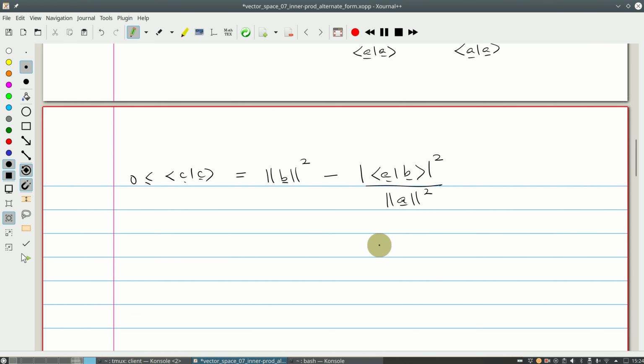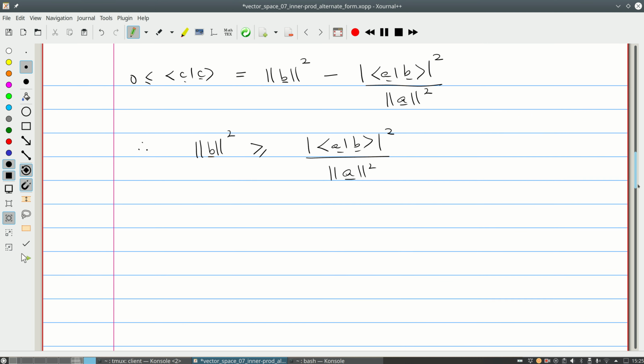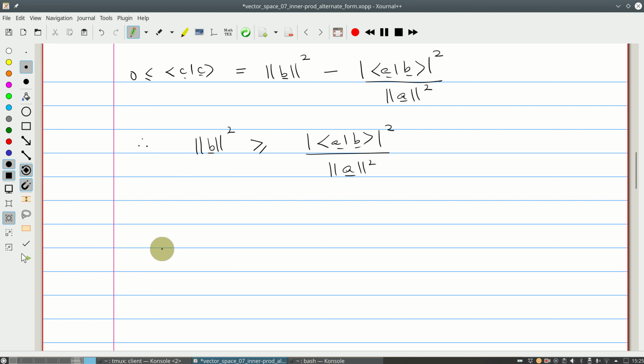Okay, so now we're nearly done. Therefore, the modulus of the norm of b squared is greater than or equal to the modulus of the inner product of a with b squared divided by the norm of a squared, and then cross multiplying, because these are positive numbers, you can cross multiply without a change in the sign.